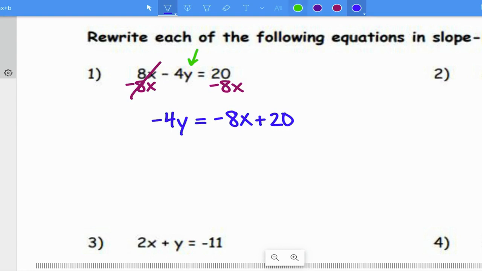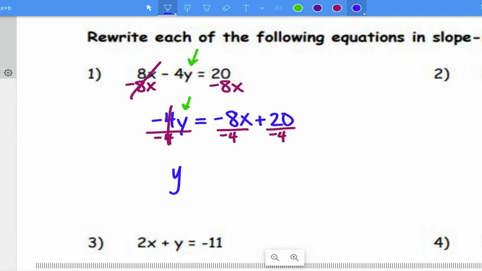Then I need the y by itself. I have y here, and right now y is being multiplied by negative 4. So I'm going to undo that using the inverse operation of division. Divide by negative 4 to make that a 1y. And then I'm going to divide every term by negative 4 to keep this equation balanced.